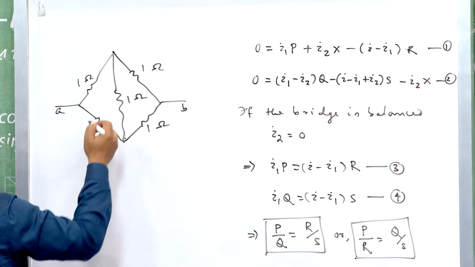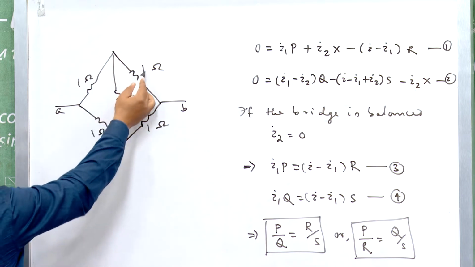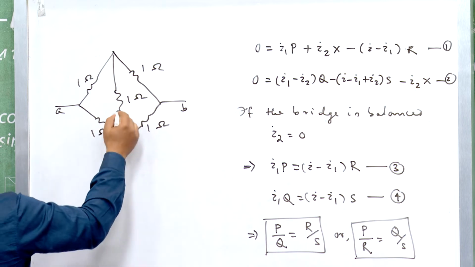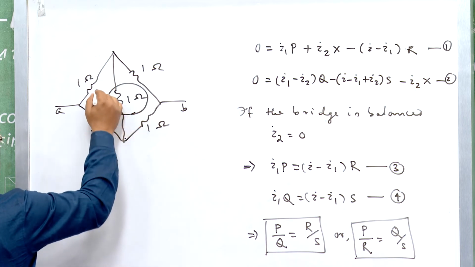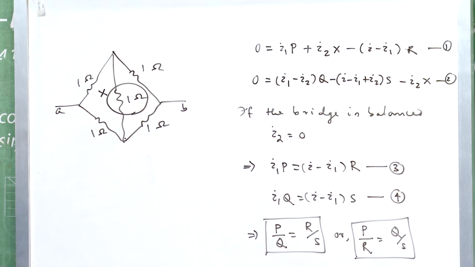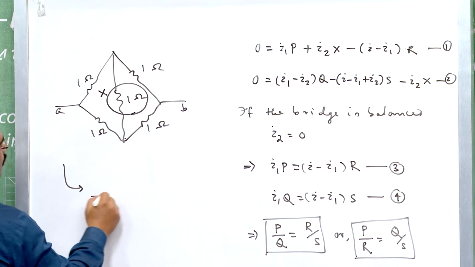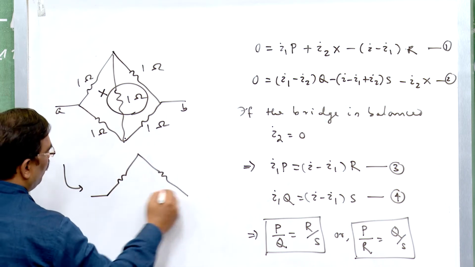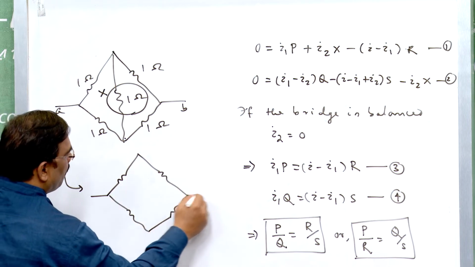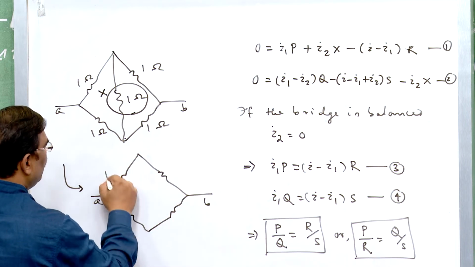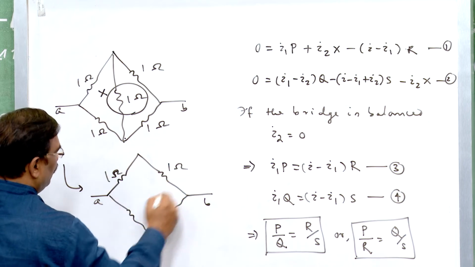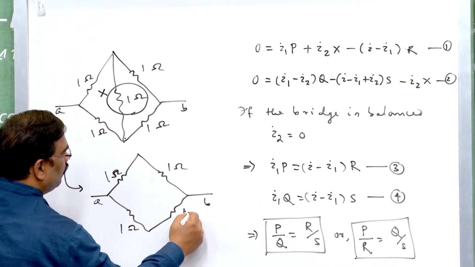This is a Wheatstone's bridge and the bridge is balanced, where 1 by 1 equals 1 by 1. So, this indicates that this 1 ohm resistor will be useless for the circuit. So, the equivalent circuit will be like this: A, B, this is 1 ohm, 1 ohm, 1 ohm, 1 ohm.